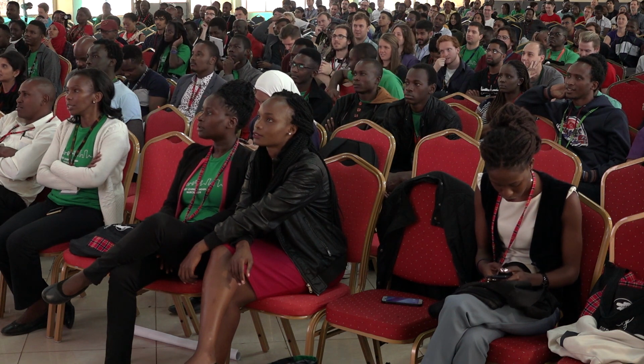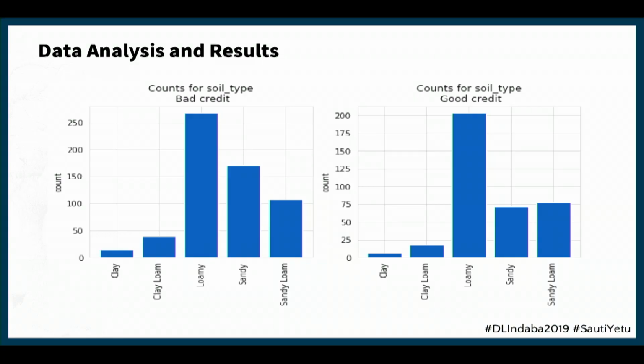So I want to share some of the visualizations that I did. This is the feature for the soil type. And since it's a classification problem, we had 2 classes, with 1 to indicate a bad client and 0 to indicate a good client. So this shows the counts for each of the categories for the soil type.